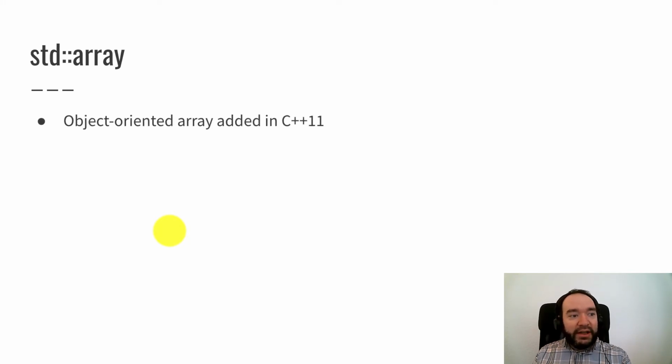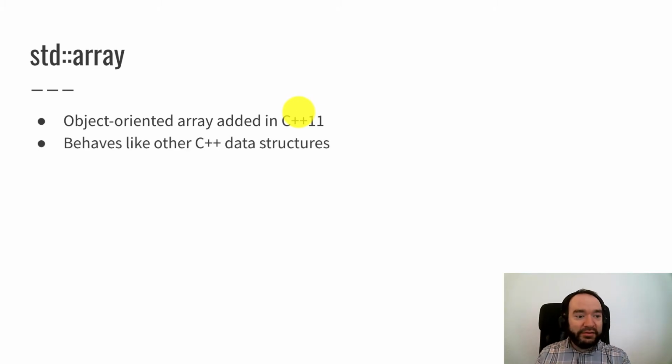We're also covering std::array or standard array. This is an object-oriented array data type that was added in C++11. This is the name of the version of the C++ programming language created in 2011. And it's kind of a better array, at least for C++ programmers. It behaves like the other C++ data structures.